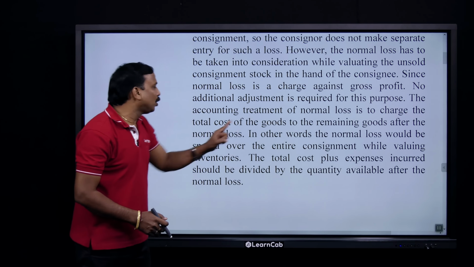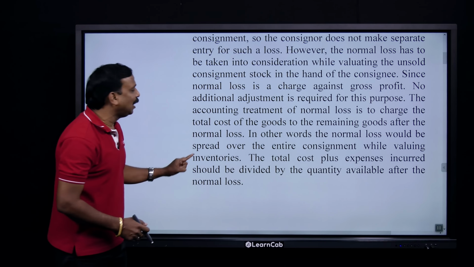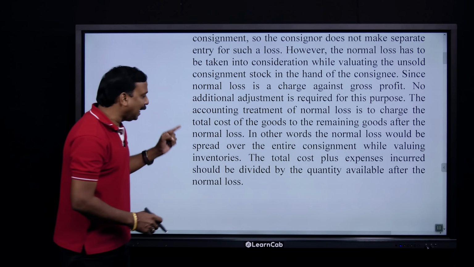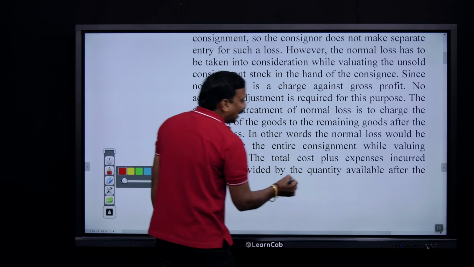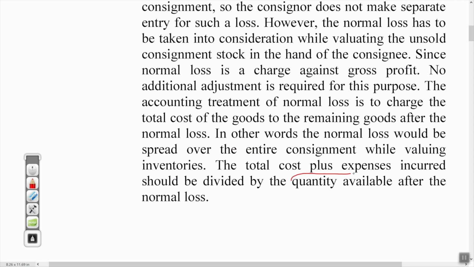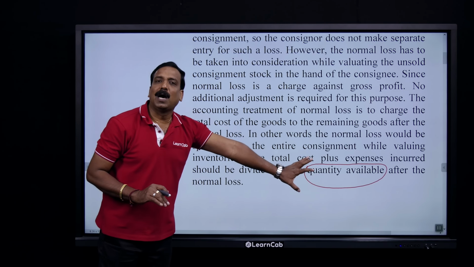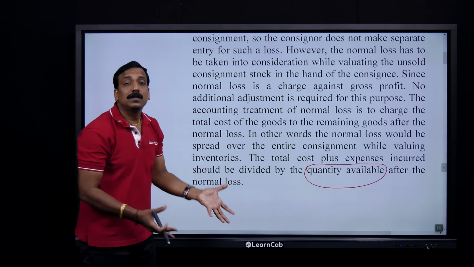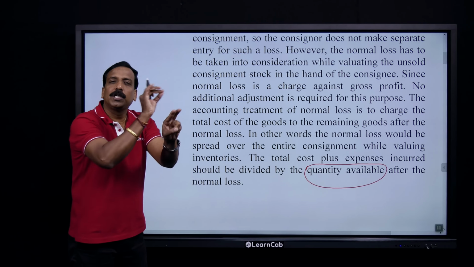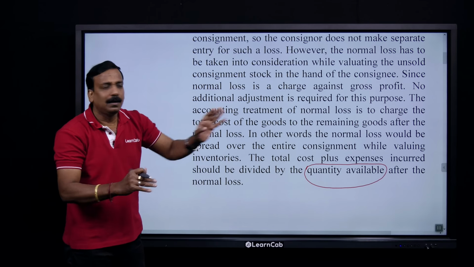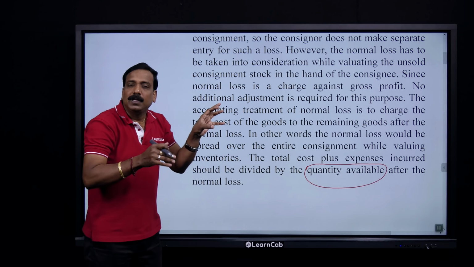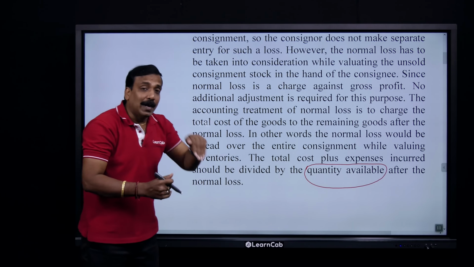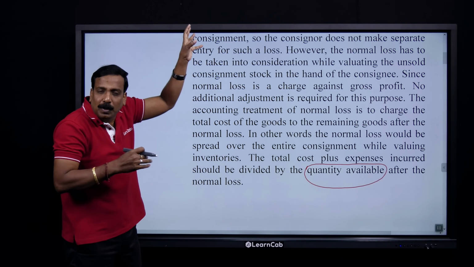As it says, the total cost of the goods, the remaining goods after the normal loss. In other words, the normal loss would be spread over the entire consignment while valuing the inventories. The total cost plus expenses incurred should be divided by the quantity available after the normal loss. In my example, as I said, 900 kg. The quantity which is available after the normal loss should absorb the total cost: cost of purchase, transportation, loading, unloading, etc., whatever spent by consignor and consignee till the goods reach the godown of the consignee, spread across this 900 kg. And if there is any closing stock, what is left with us will be valued at that increased price, not at the price at which it was originally purchased.